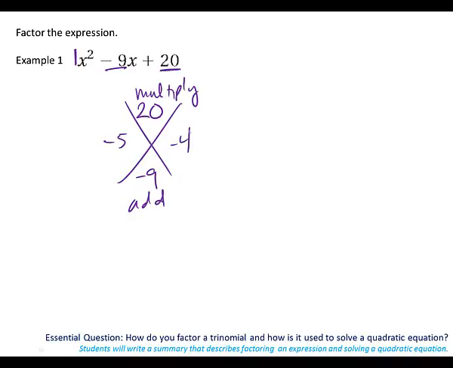Good. I use choral response a lot, so I expect everybody in the class to be participating and answering, okay? All right, and when we don't, that's when I start calling on people.